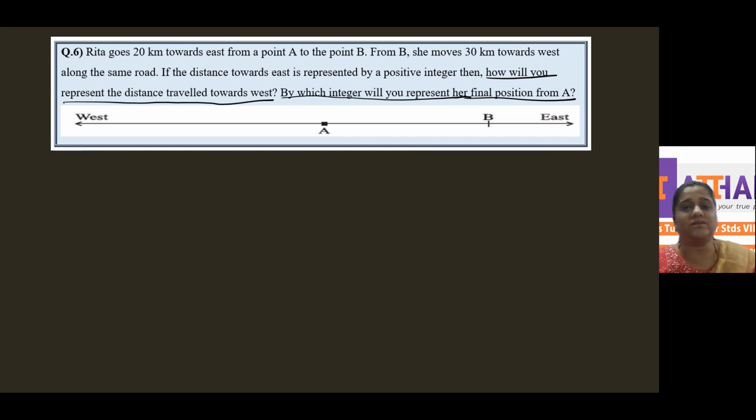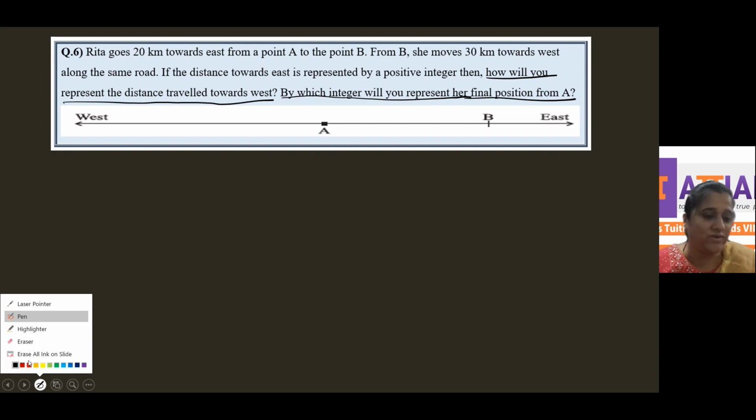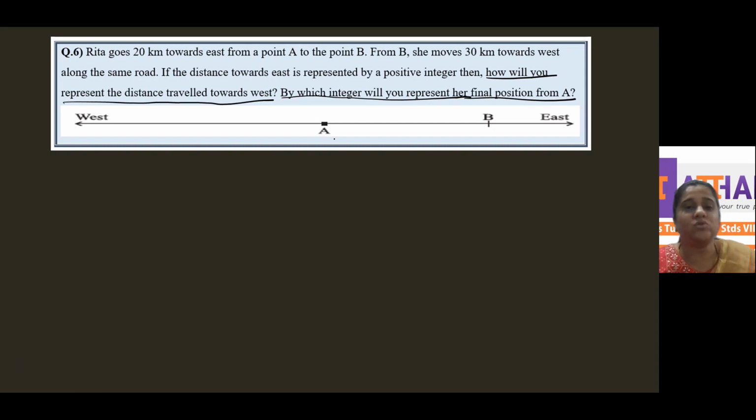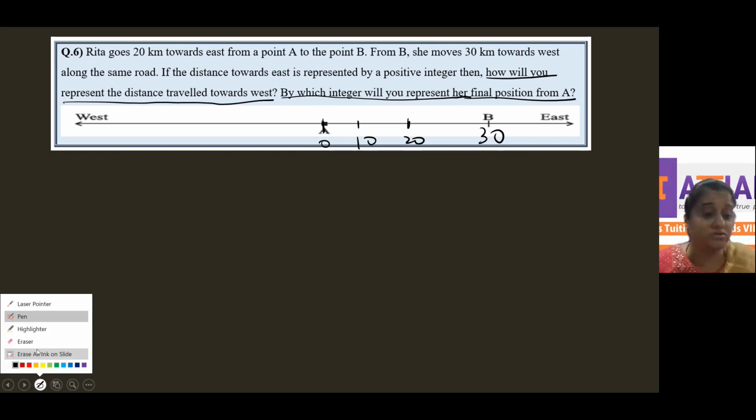By which integer will you represent her final position from A? What will be the integer for the final position? Actually, I'll tell you. I should be more clear. One minute. So it's like this. This one is 0. This one is 10. This is like 20. This is 30. And she comes back. How much? Oh, sorry.